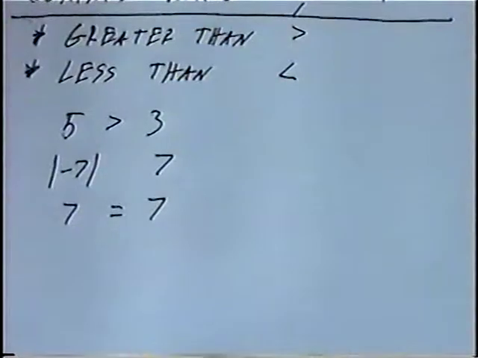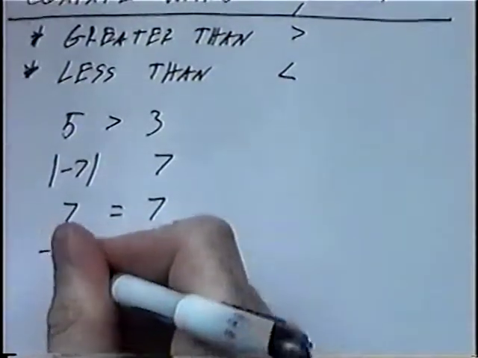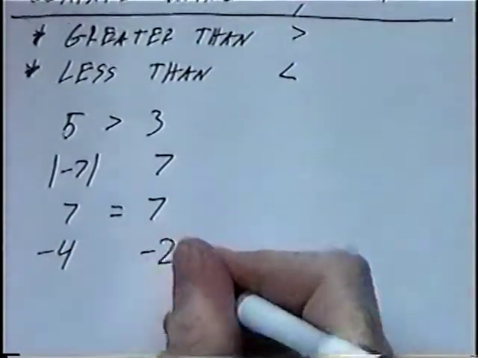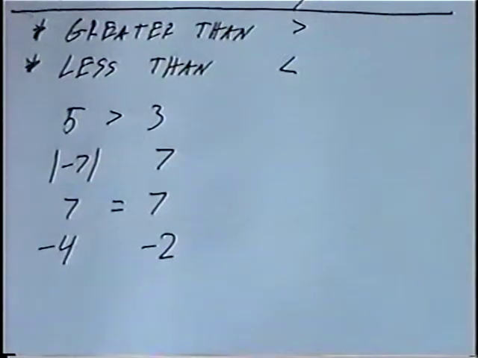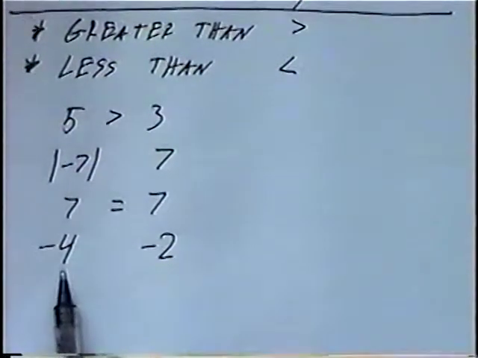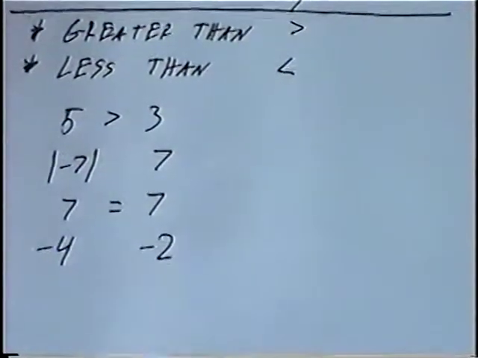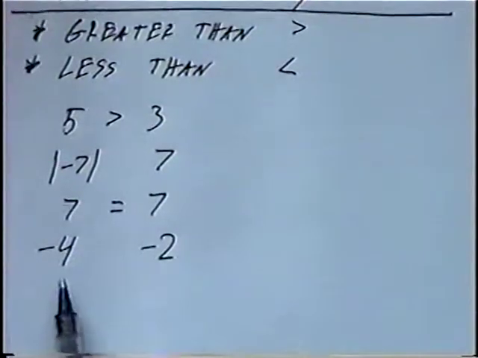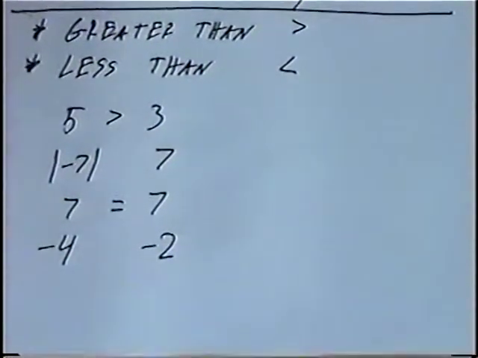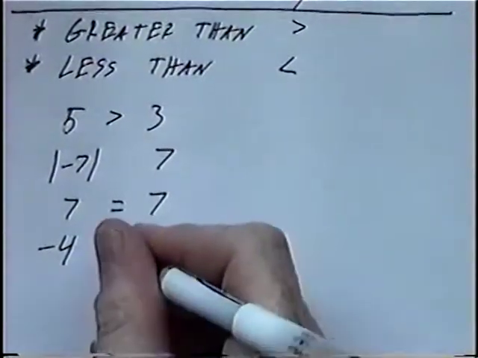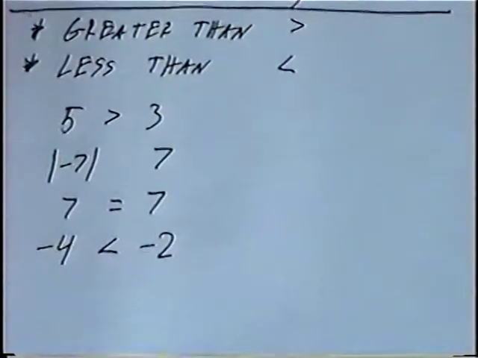And last question for the section. We have negative 4 and negative 2. If you think of a number line, negative 4 is on the left-hand side of negative 2, which means negative 4 would be the smaller number and negative 2 would be the bigger number. So in this case, negative 4 would be less than negative 2.